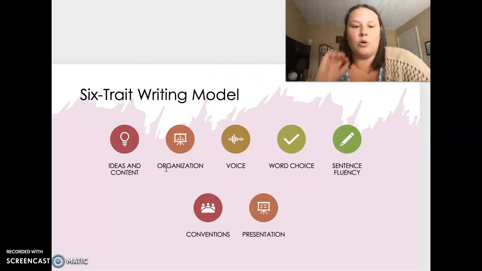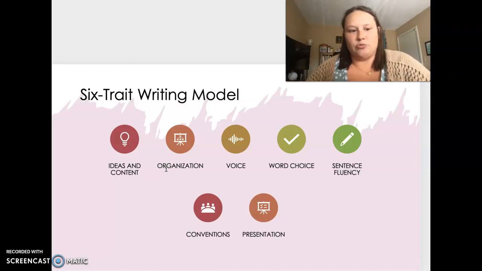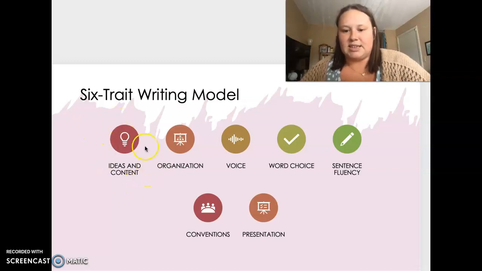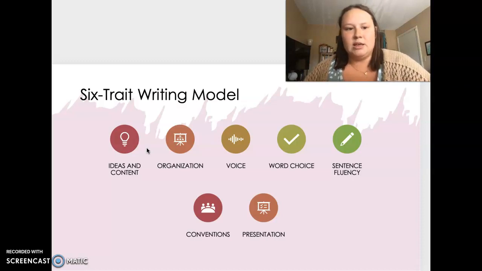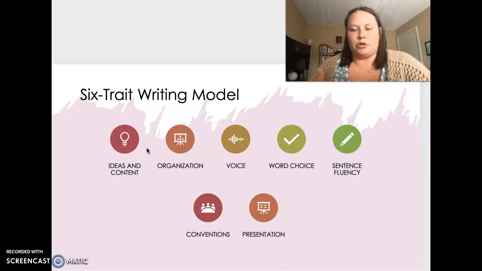To this day, Oregon actually still uses this model in assessing student writing, and a lot of other countries and schools have adopted this as well. So the first one we're going to go to is ideas and content. This trait looks at how well a writer has communicated and supported their main ideas. You want to make sure that they supported their details and their purpose of writing through examples and facts, and all of those important details that they needed in the paper.